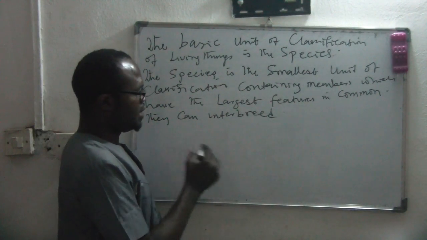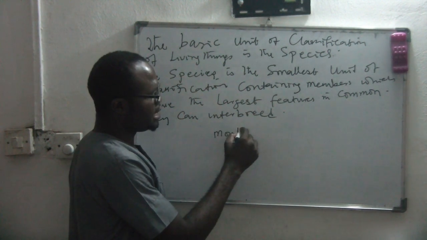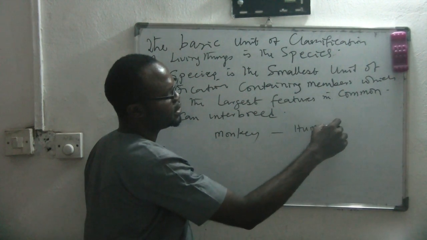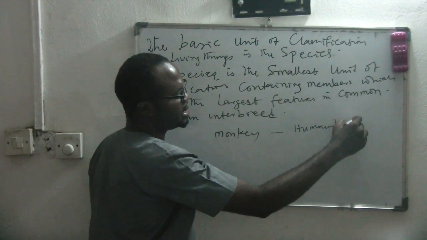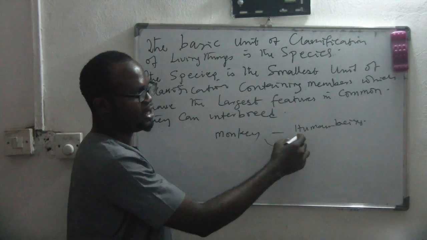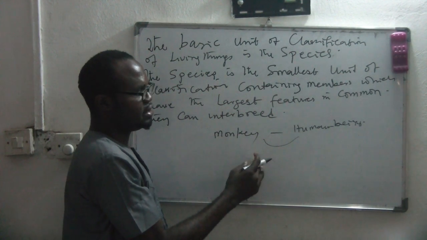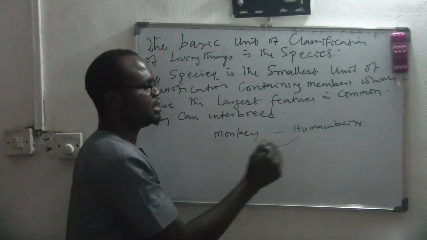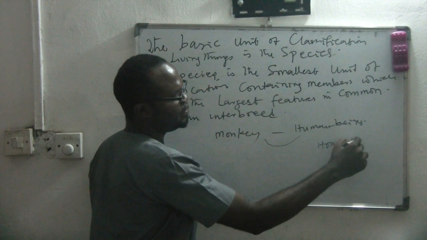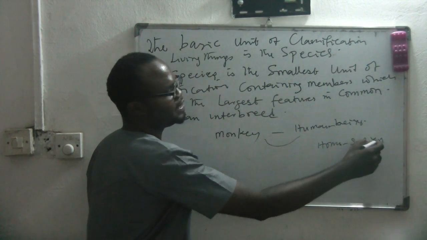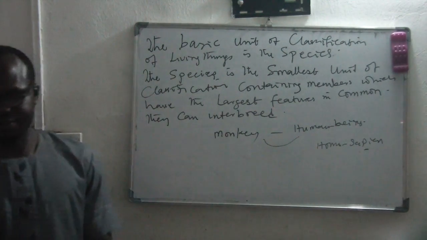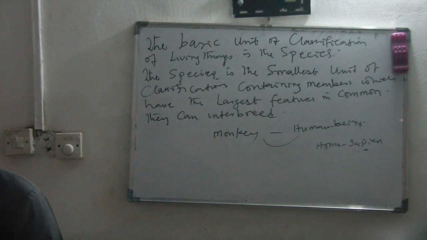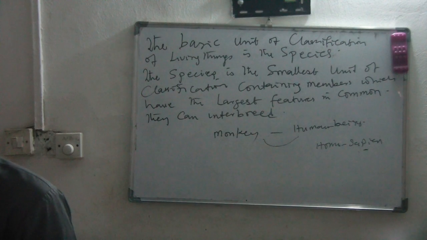Like, when you have a monkey, you know that a monkey is a mammal, isn't it? And human being is also a mammal, isn't it? Monkey and human beings are mammals. But can they interbreed? They cannot. A monkey and a human being cannot interbreed. You understand? Because human being is classified as Homo sapiens, that's the species. The species is sapiens. Is that clear? But monkey cannot interbreed with us because we are not the same species.